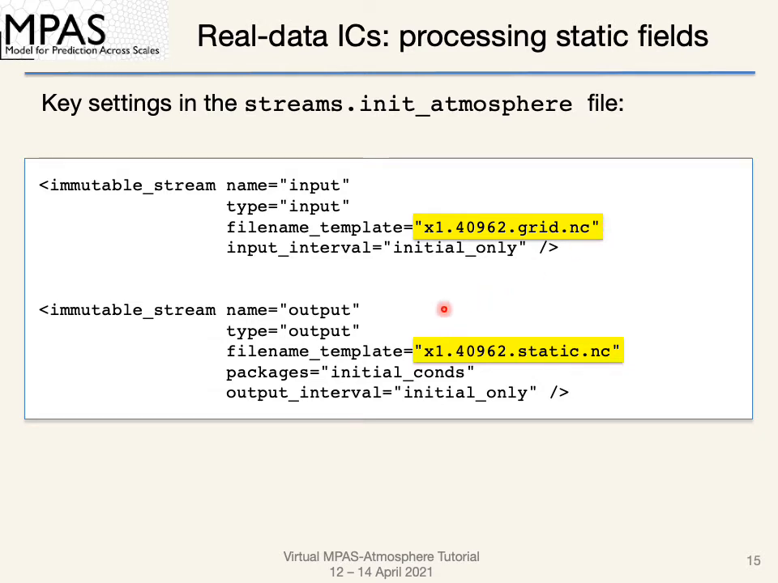The second thing you want to do is to find the output stream and to set the filename_template for the output. And as we suggested a couple of slides back, a reasonable name is the same prefix as your grid file plus static.nc to indicate to you and other users that this is a file that contains static fields only, not full initial conditions.